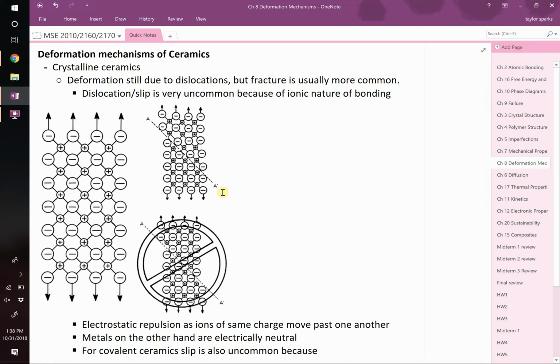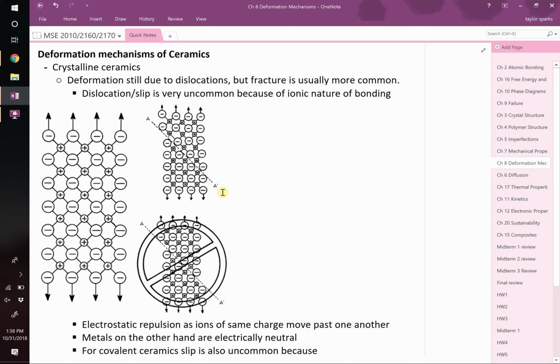So imagine what happens if I try to slide this past each other, right? Let's say I pick this as my slip system. That's my highest planar density in the highest linear density direction. So I'm like, oh great, I'll just slide these things past each other. The problem is, halfway through when it slides past each other, you have to have a negative next to a negative, positive next to a positive, right?